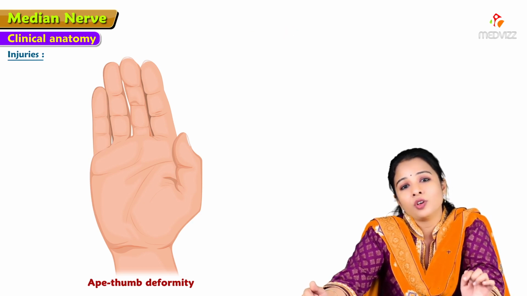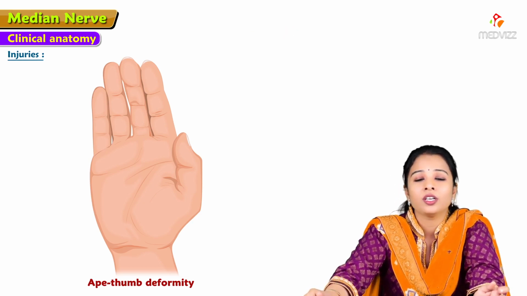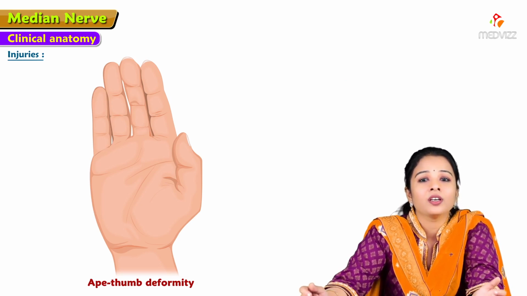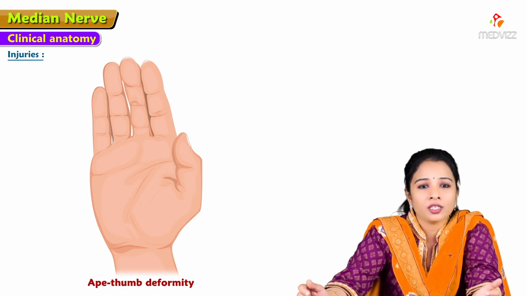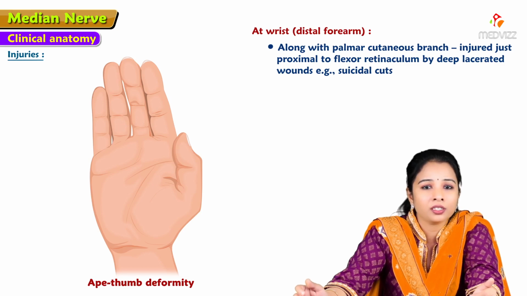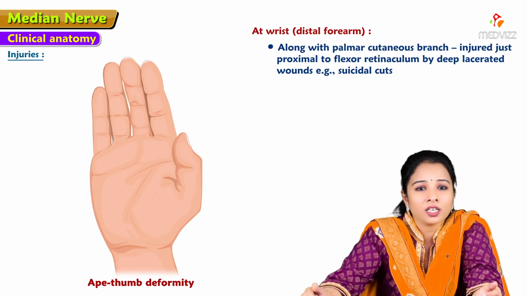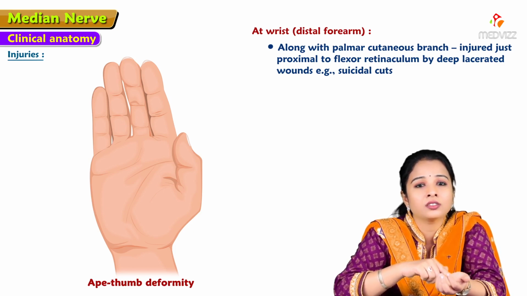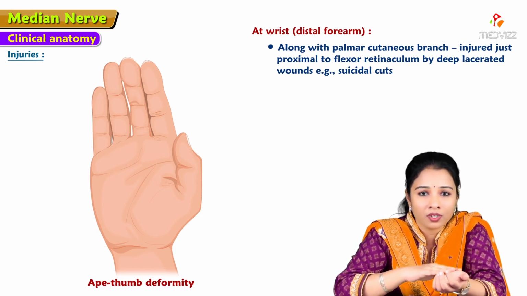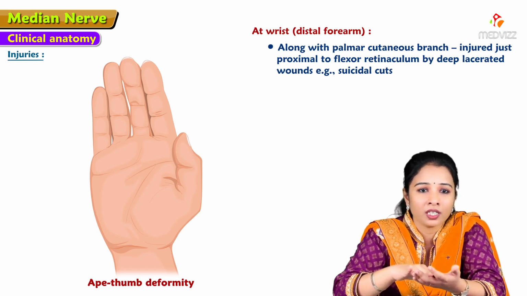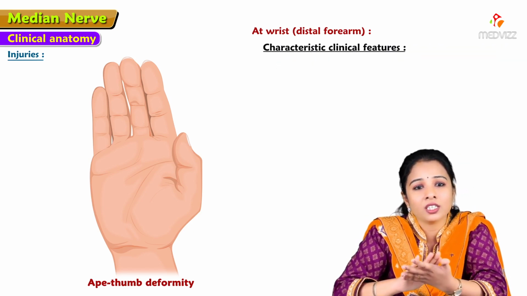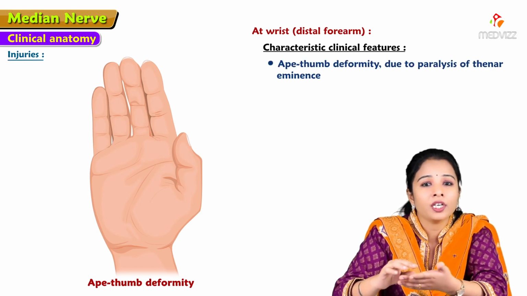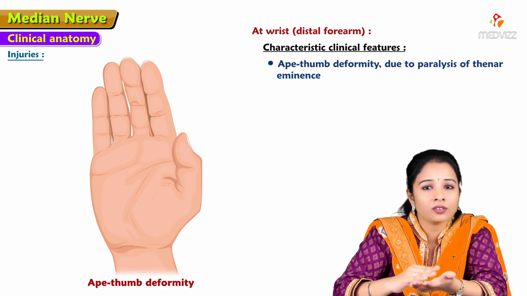Next, injury of the median nerve at the wrist, that is the distal part of the forearm. At the wrist, the median nerve and its palmar cutaneous branch may be injured here. It lies proximal to the flexor retinaculum, and can be injured by deep lacerated wounds or cuts or suicidal cuts. All these are reasons for cutting the superficial cutaneous branches of the median nerve. The characteristic features at this level: there will be ape thumb deformity due to the paralysis of the muscles of the thenar eminence.